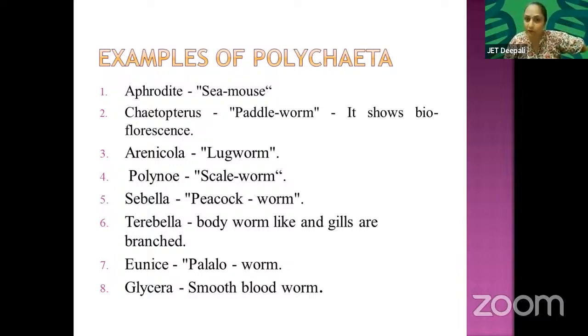Polynoe, scale worm. They are like scales. Sabella, peacock worm. Terebella, worm-like, and the gills are branched. They have gills and they are branched. Eunice, palolo worm. Glycera is the blood worm.